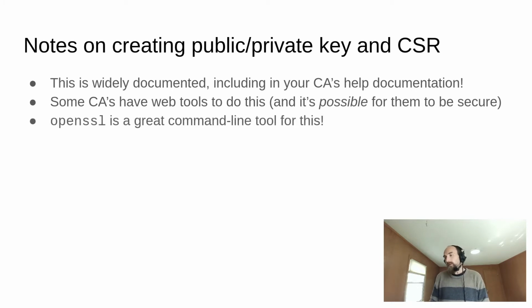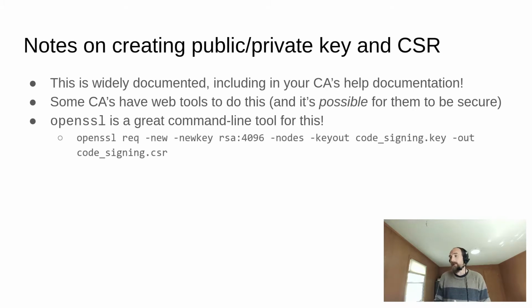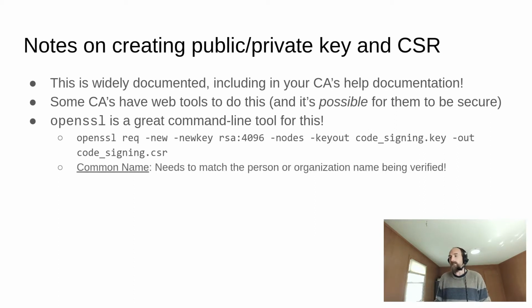However, if you would like to use a command line tool, the OpenSSL command is really great for everything related to keys and certificates. This is, in fact, the command that I ran to generate my keys and my CSR. In order to create the CSR, it will ask you a bunch of questions, the most important of which is the common name. This needs to exactly match the person or organization name that you are verifying with your CA.